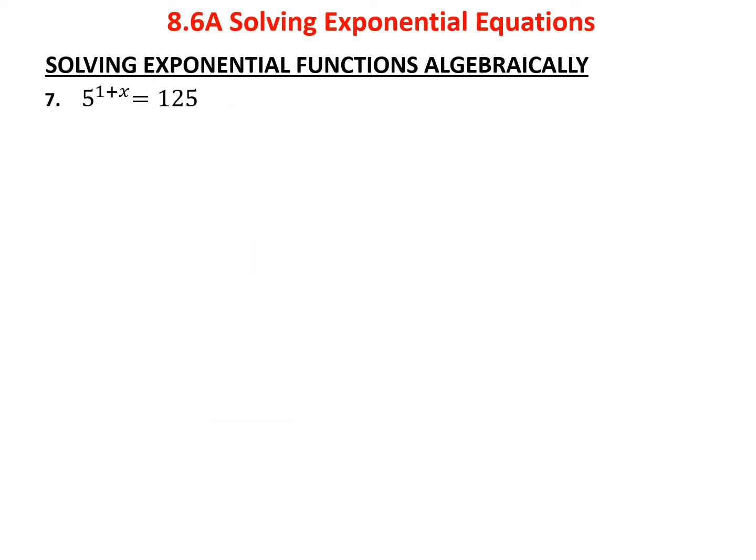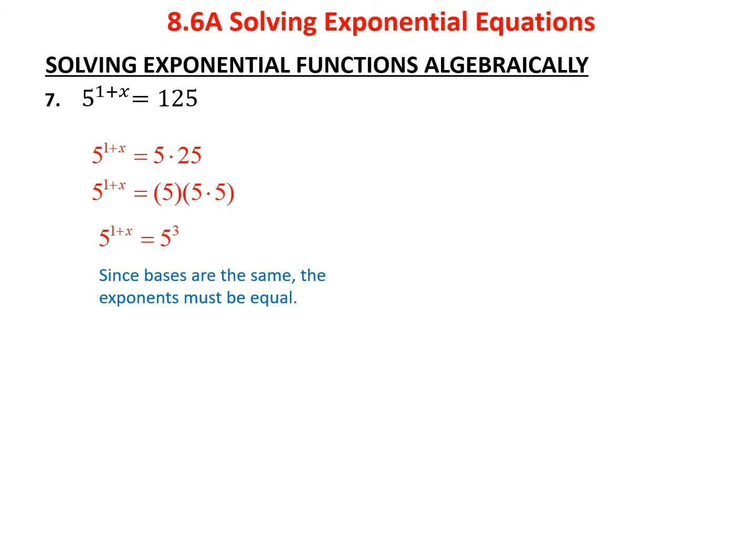All right, number 7 is fairly simple. We just need to find out how many 5's go into 125. So if I divide 5 into 125, I get 25. So that's 5 times 25. And then 25 is 5 times 5. So notice that 125 is 5 to the 3rd power. The bases are the same. So let's let the exponents be the same. 1 plus x equals 3. So let's subtract 1 from both sides. And x equals 2.